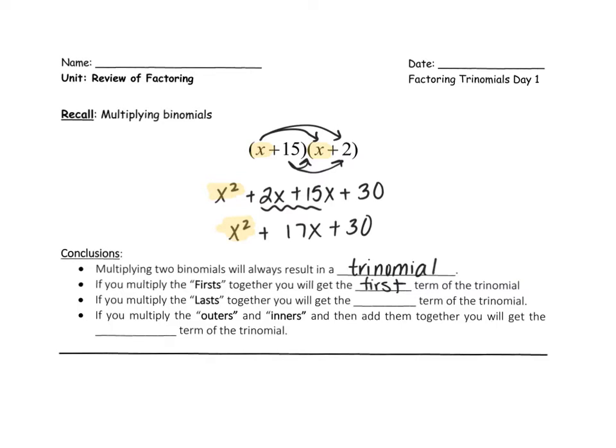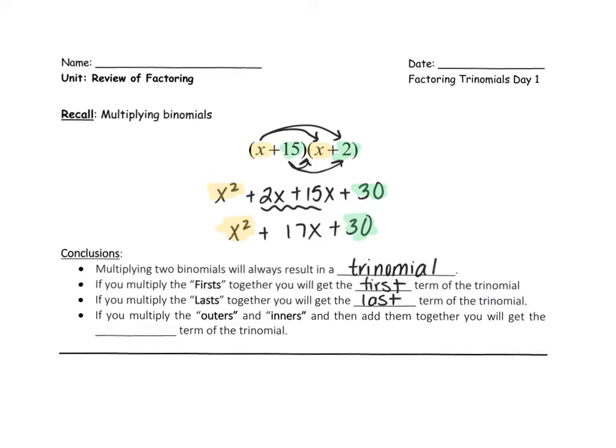If we multiply the last terms together, 15 and 2, we got 30. And what happened there? When I multiply the lasts together, you'll get the last term of the trinomial.